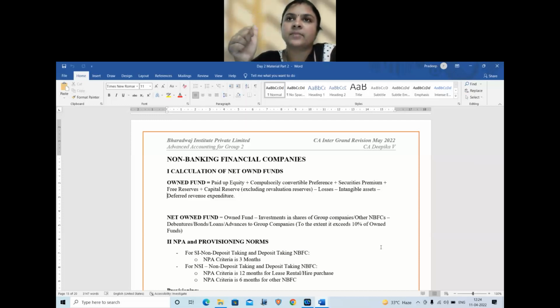First, calculation of net owned funds. What is meant by net owned funds? Net owned funds is nothing but the net effective capital that the company is having. The capital effectively held by the company, excluding investment in related parties and subsidiaries, whatever is the net capital along with the reserves that the company is maintaining. So let's get into the formula.